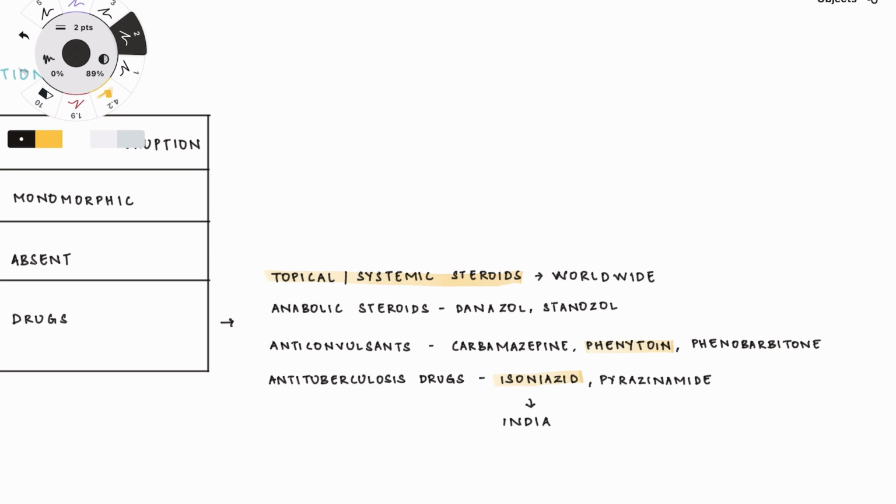Of these drugs, I am going to remember three important drugs. The first one is topical or systemic steroids because it is the most common cause of acneiform eruption worldwide. The next drug which I am going to remember is phenytoin because it is a commonly used drug in our hospital settings. And the last drug which I will remember is isoniazid because it is the most common cause of acneiform eruption in India.